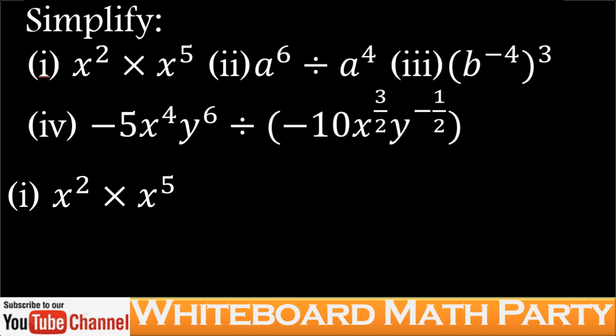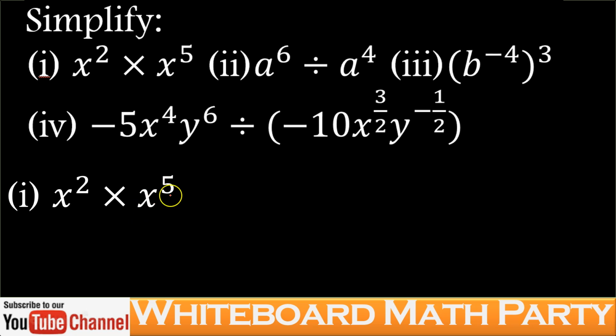Our job this time is to simplify the following expressions. They are all indices. So let's see how far we can apply the rules we've learned earlier to solve these problems we have right here. The first one is x squared times x to the power of 5.